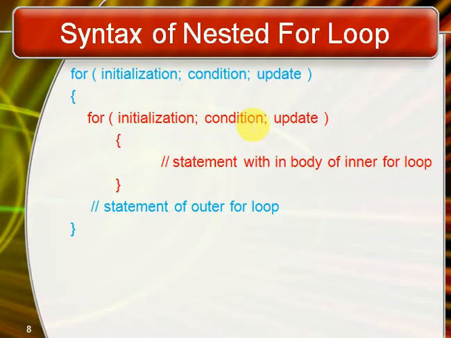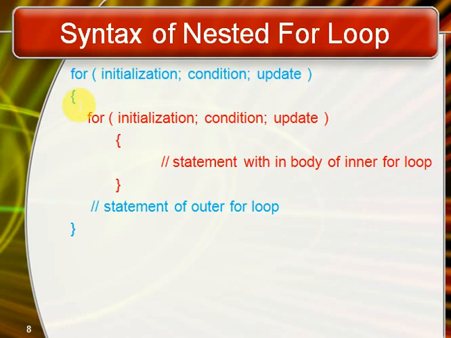Now the syntax of nested for loop. It starts with the outer for followed by three parts of the loop, that is the initialization part of the for loop, the condition of the for loop, and the update part of the for loop. Initialization is initialization of the loop control variable, condition is normally applied on the loop control variable, and update is normally increment or decrement in the loop control variable.